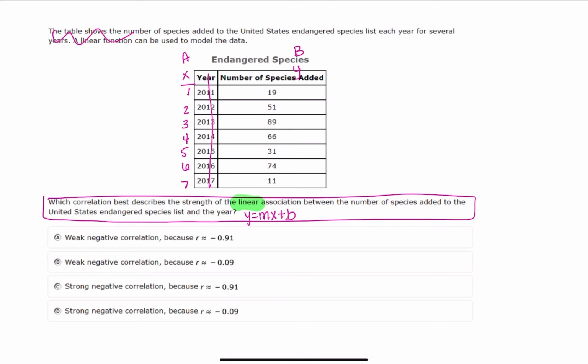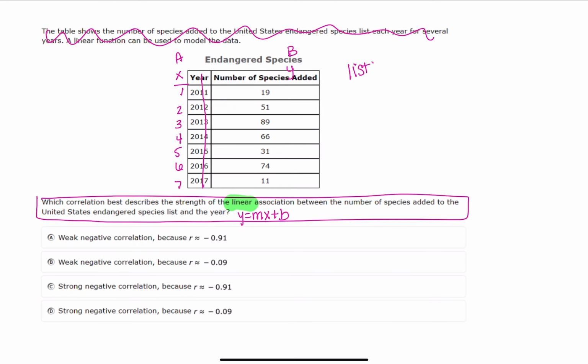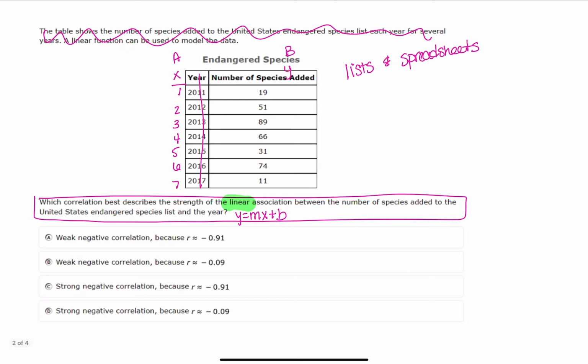Again, we don't need this. It's not going to help us. So what I need y'all to do is go to lists and spreadsheets. For A, you're going to put the 1, 2, 3, 4, 5, 6, 7. For B, you're going to put 19, 51, 89, 66, 31, 74, and 11. When you do that, you should get negative 1.28571. Your B, you get 53.8571.